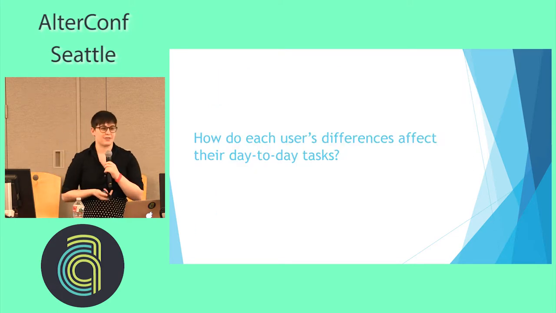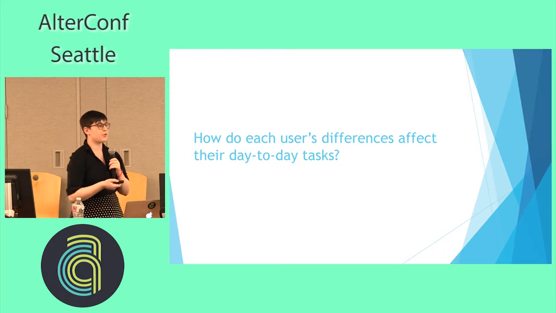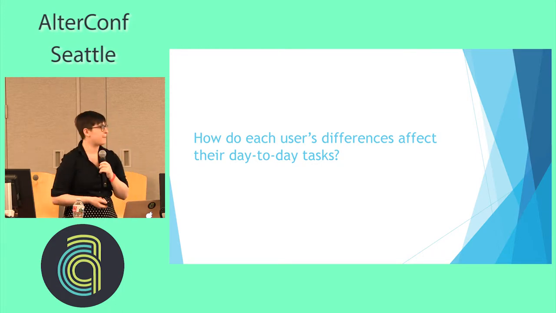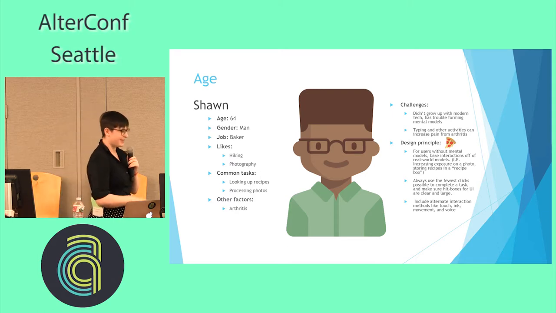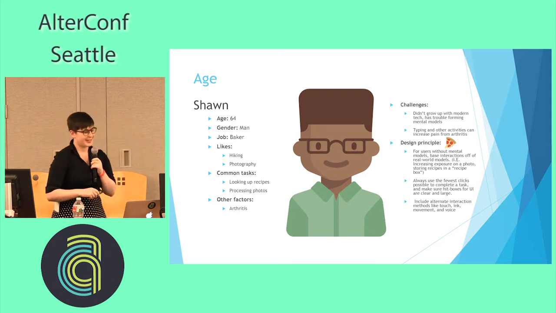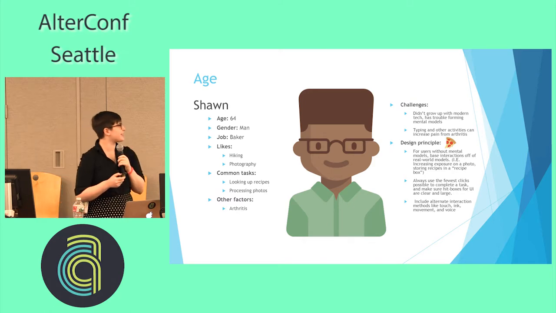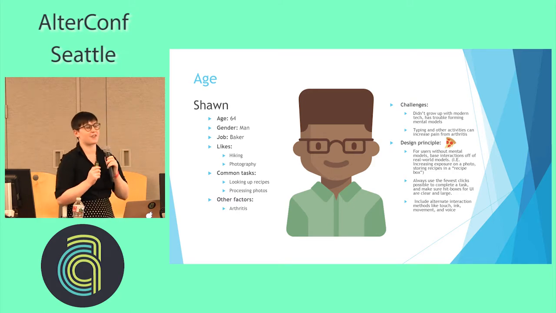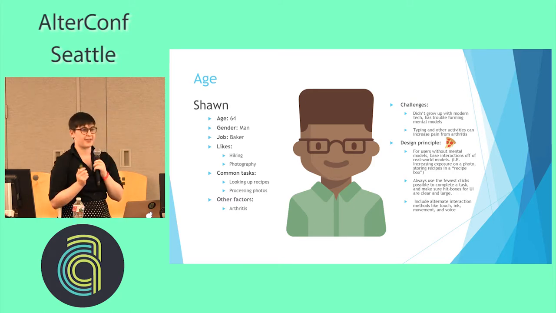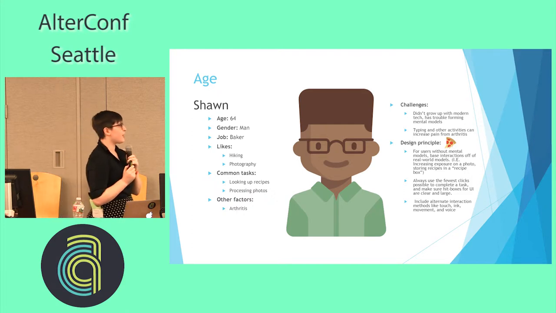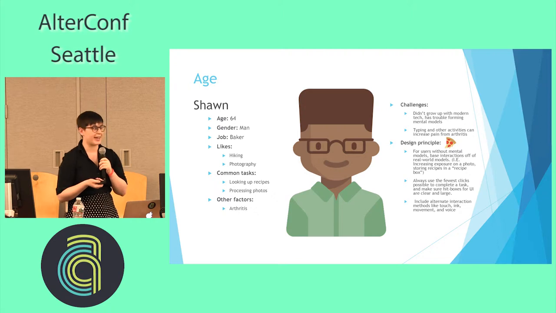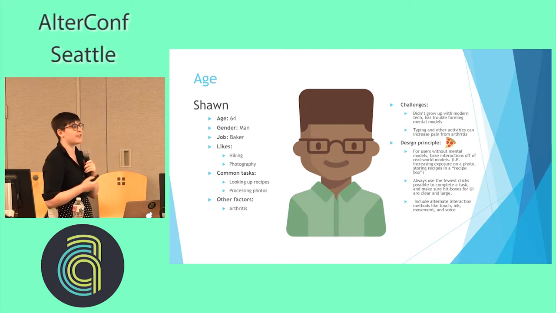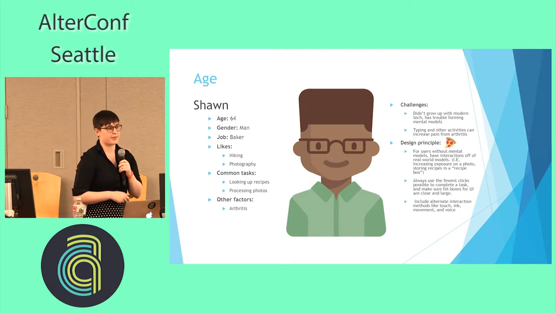So how do the differences affect this? Let's go through a few user profiles and talk about it. We'll start with Sean. Sean is 64. He's a man, and he likes hiking and photography. He bakes as a living. Commonly, he'll look up recipes and process his photos, usually of hiking. And something else you should know about him is that he has arthritis.